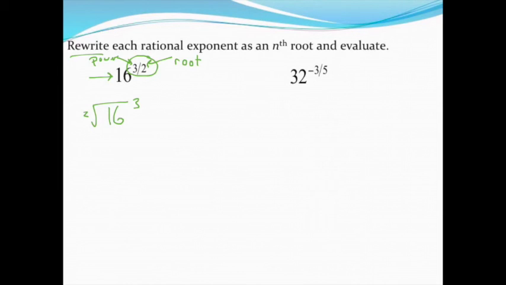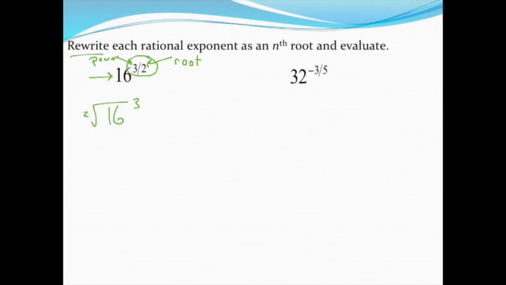At this point, there's no order of operations. We're free to do either part of this first. I can either do the square root of 16 and then cube that answer, or I can do 16 to the 3rd power and then take the square root of that. Well, typically, doing the square root part is going to be easier because that should result in a smaller number, and I know what the square root of 16 is. I have no idea what 16 to the 3rd power is without using a calculator. So I'm going to start with the square root.